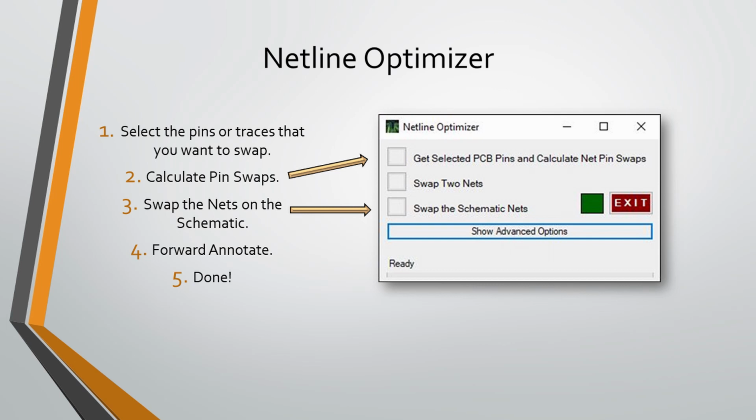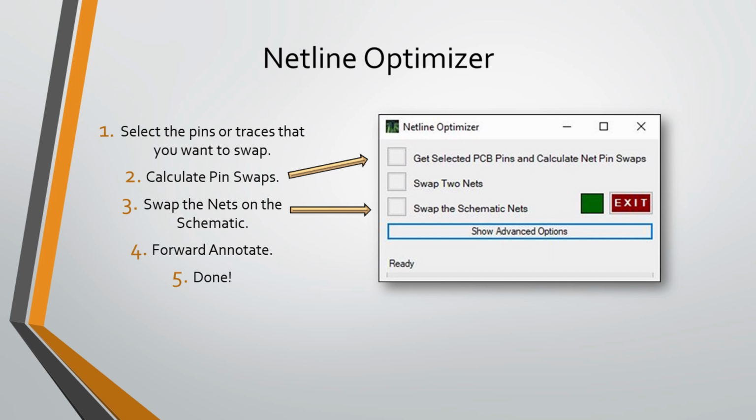All you have to do is have the schematic open. The component symbols where the swaps will happen are found by the software, and the net names on them are changed according to the net pin swaps that have been calculated. Depending on the number of swaps needed, this can take anywhere from a few seconds to a few minutes. Once the schematic update is complete, the only thing left is to forward annotate the changes into the PCB.